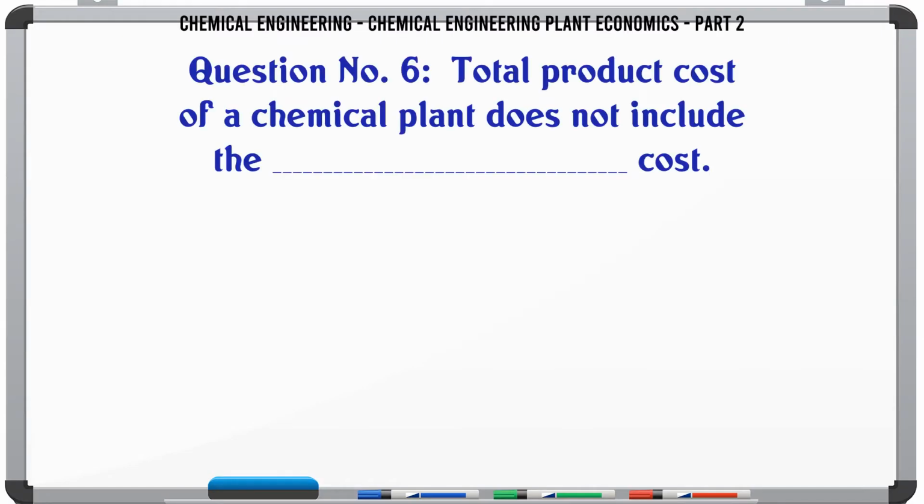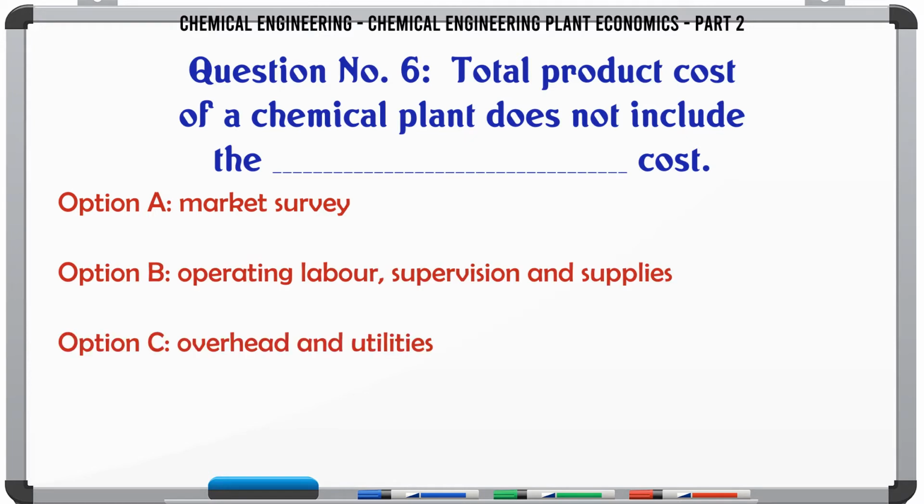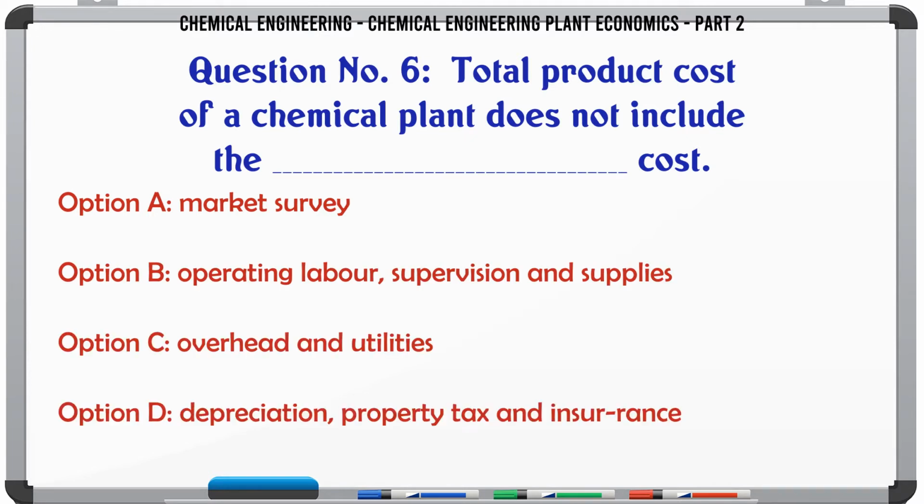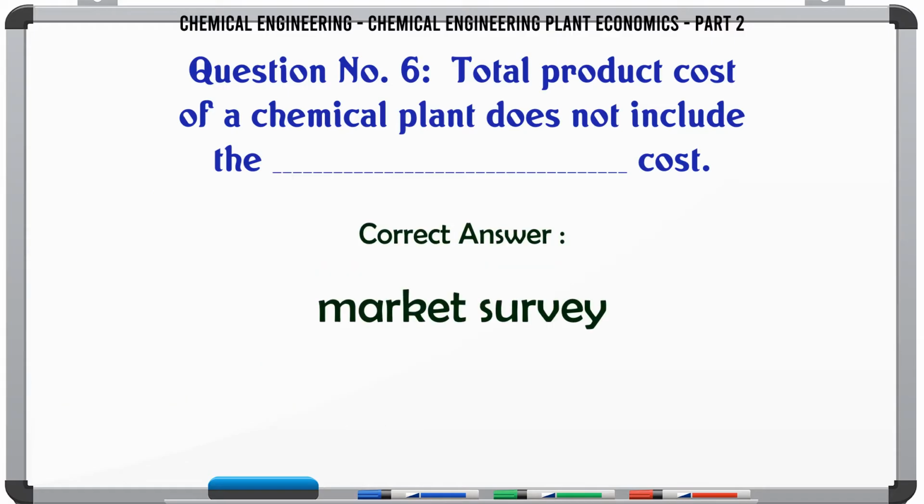Total product cost of a chemical plant does not include the cost of A. Market survey. B. Operating labor, supervision and supplies. C. Overhead and utilities. D. Depreciation, property tax and insurance. The correct answer is market survey.